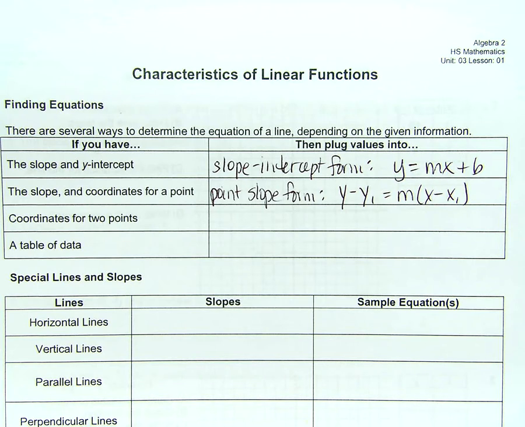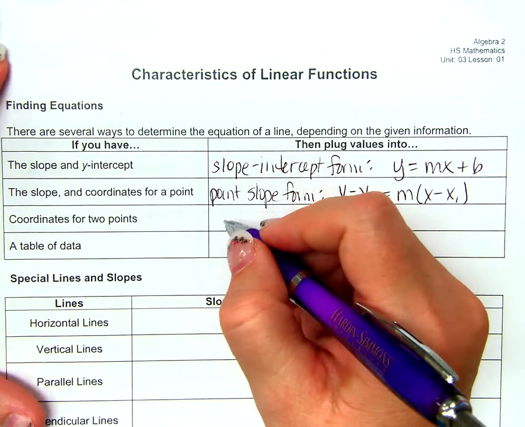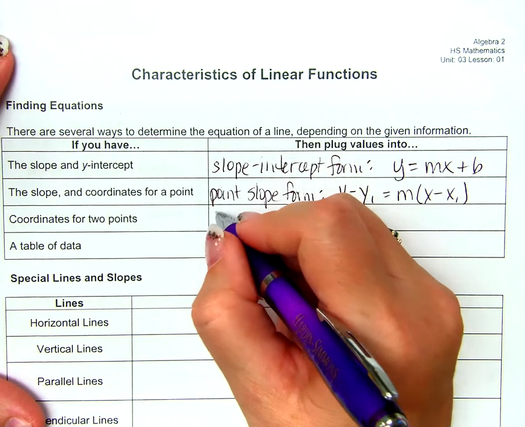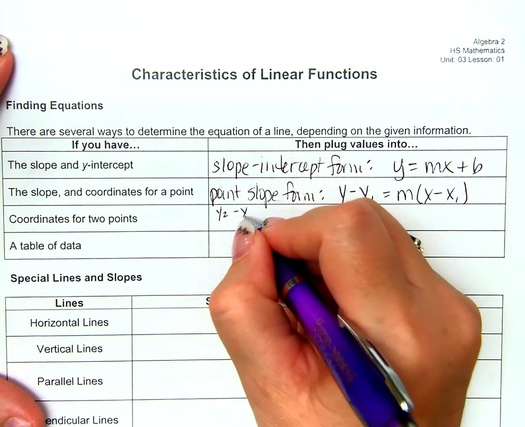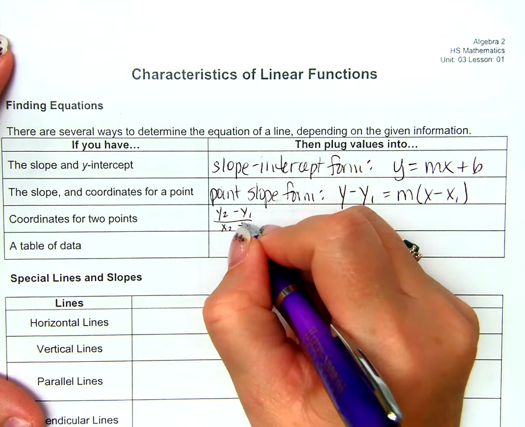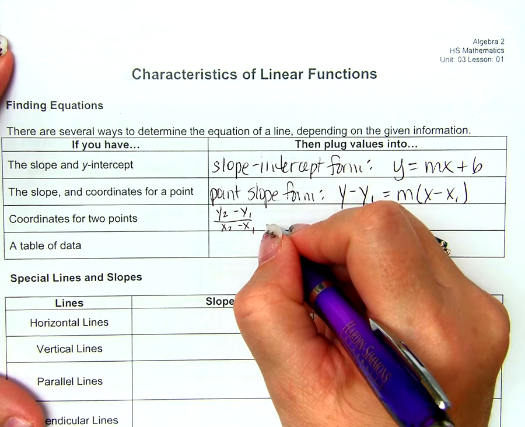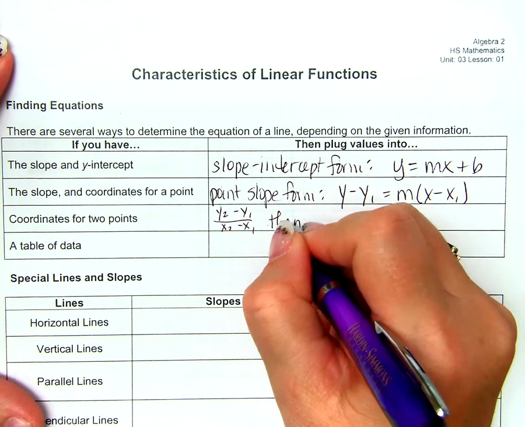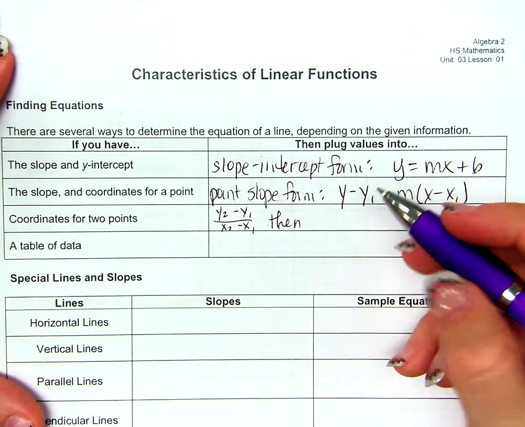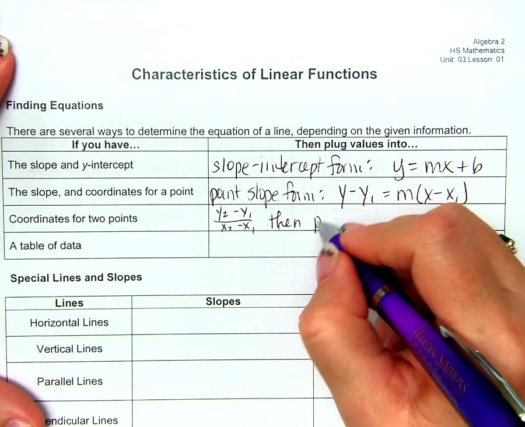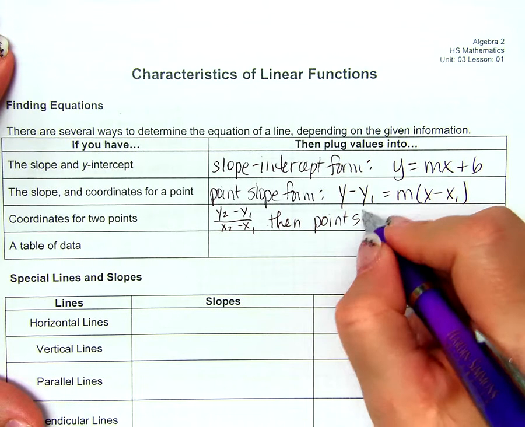What if you have coordinates of 2 points? Put it in slope form. Then, once you have the slope, you have a slope and 2 points. Then, point-slope form.